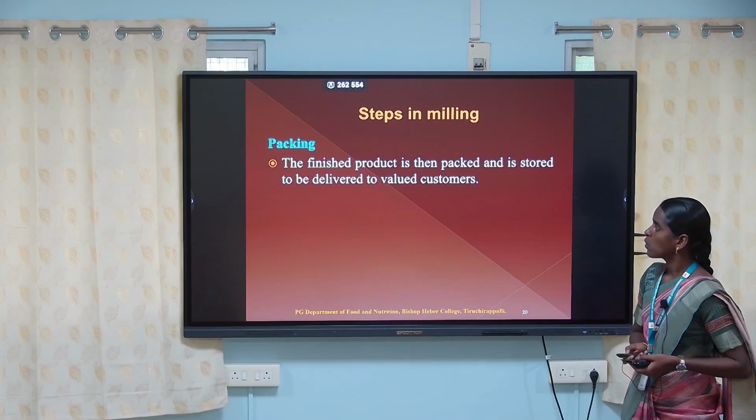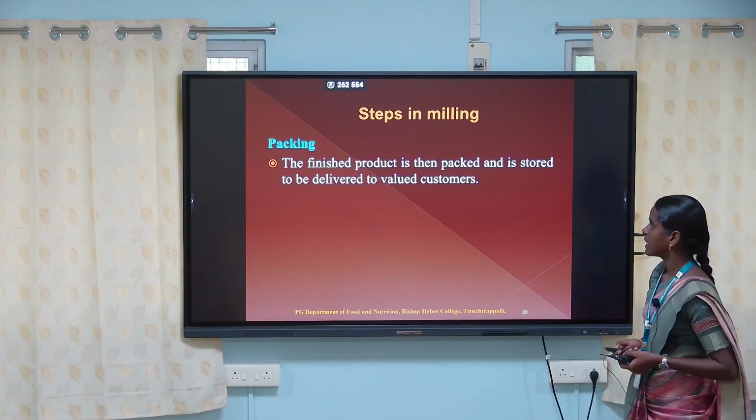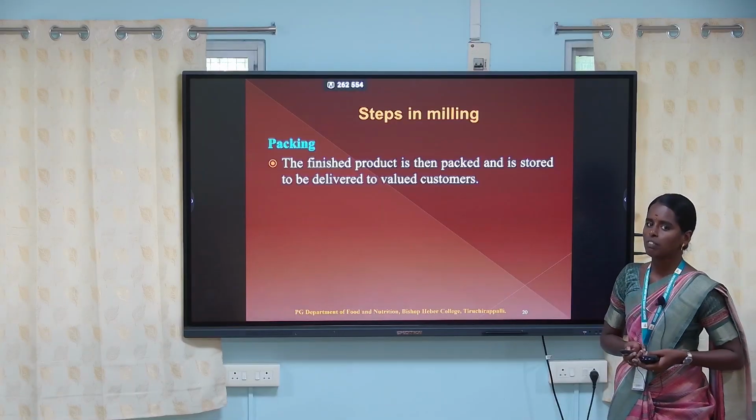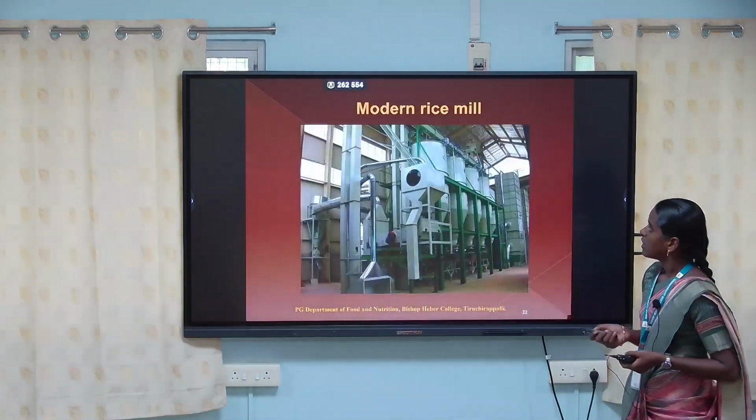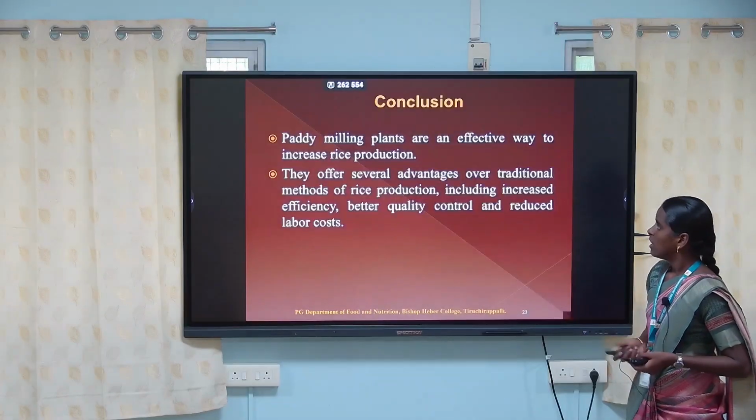After enriching, it goes to the packing process. The finished product is then packed and stored to be delivered to valued customers. This is a mini rice milling machine. This is the modern rice mill.